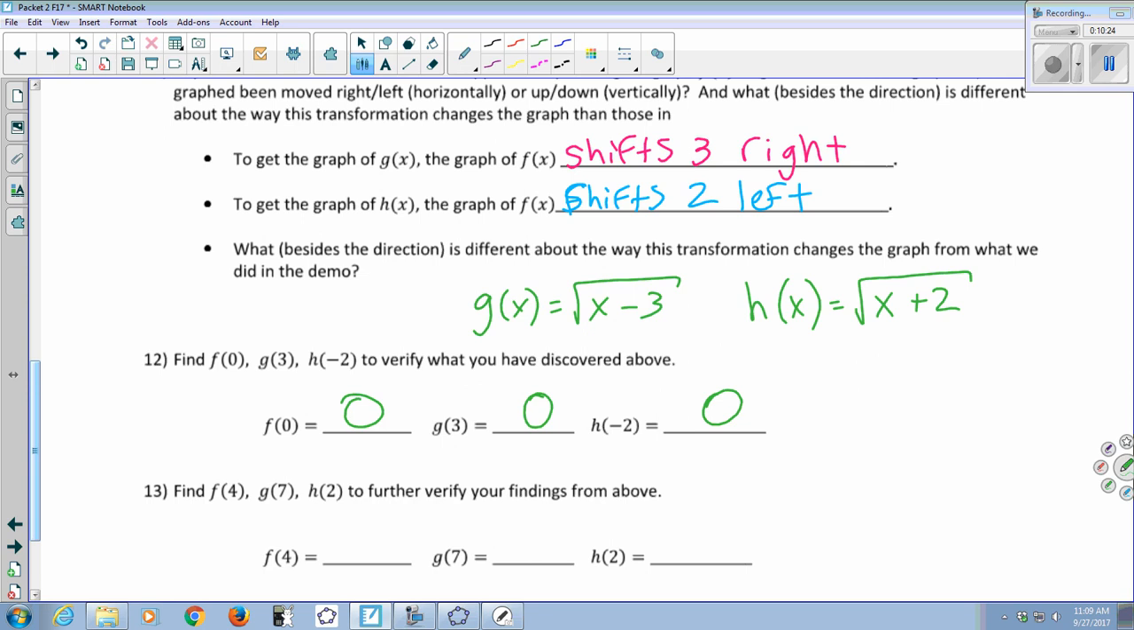So what I'm trying to show here is that in order to get the same y value, in order to get the 0, for f you can plug in a 0, but for g, you can't put in a 0 because you get the square root of a negative. In order to get the 0 as the output, you would have to put in a 3 for x, which moves the whole graph to the right instead of to the left. And then for h, to get a 0 as the output, you'd have to put in a negative 2 for x, and that moves the whole graph to the left.